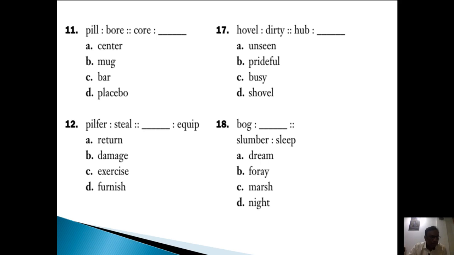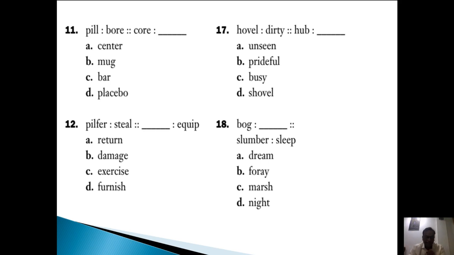Now question number 17. Hovel, H-O-V-E-L. Hovel equal to dirty. Then hub equal to what? A hovel is described as dirty. You know that a hovel is described as dirty, and a hub is described as busy. So the answer would be option number C.